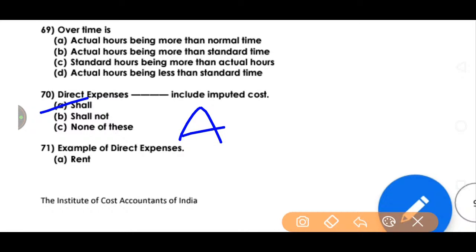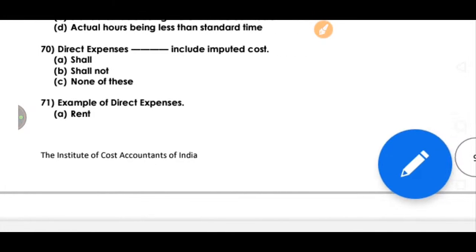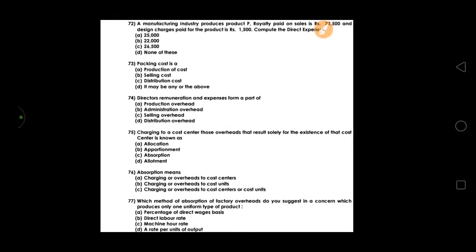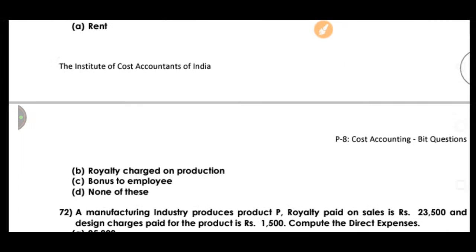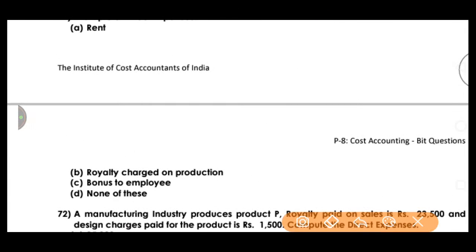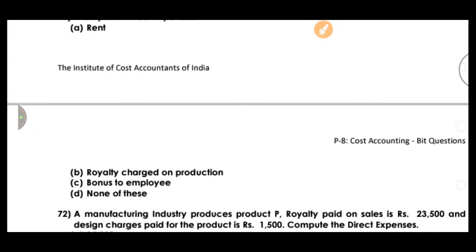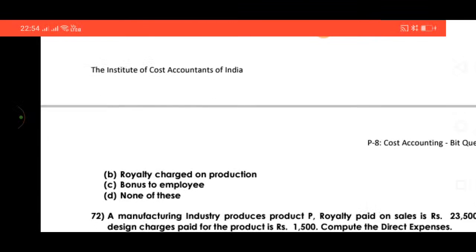Inputted cost. So, examples of direct expense. Rent is not a direct expense. Royalty is a charge for production, so it is a one-time payment, so it is called a direct expense. So A is not the answer.